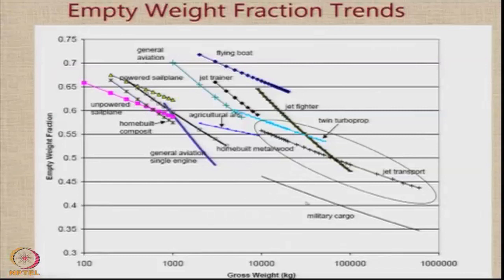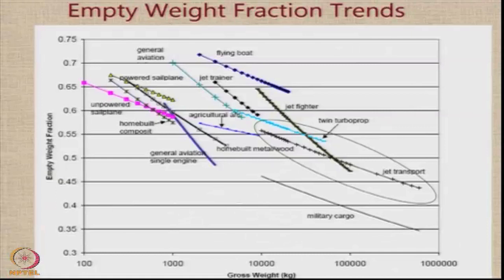So, a jet transport aircraft typically has an empty weight fraction which can be starting from approximately 0.55 or 55%, and it can go as low as around 44%. This is only based on historical data. Okay. What do we see here? We see here that the flying boats have the highest empty weight fraction, never below around 0.64 and generally as high as 0.71 to 0.72. And the military cargo aircraft, they have the least empty weight fraction, which can be as low as 35% when they tend to be very large.